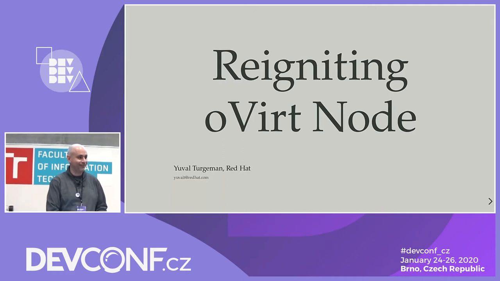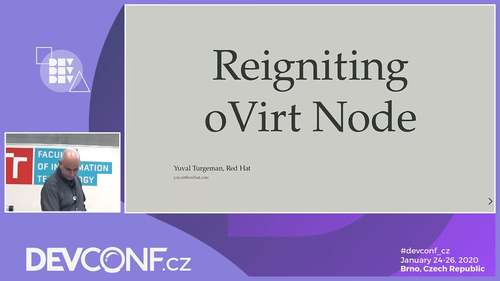My name is Yuval Turgeman. I work for Red Hat. I'm part of the oVirt team. And today I would like to talk a little bit about the reincarnation of oVirt node, which is probably going to be a layered product of Fedora CoreOS.